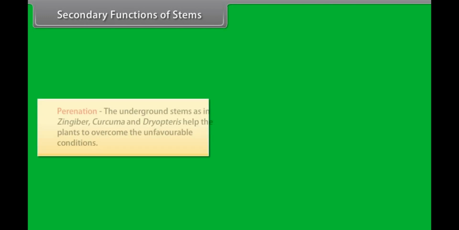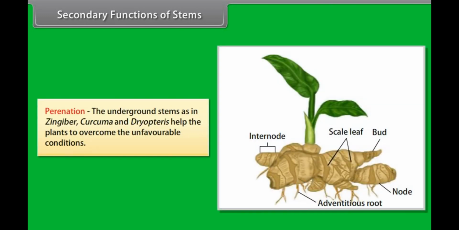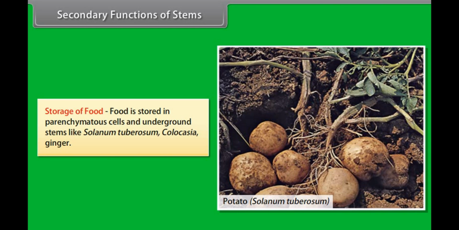Secondary functions of stems. Perennation. The underground stems, as in zingiber, curcuma, and Dryopteris, help the plants to overcome the unfavorable conditions. Storage of food. Food is stored in parenchymatous cells in underground stems like Solanum tuberosum, Colocasia, ginger.